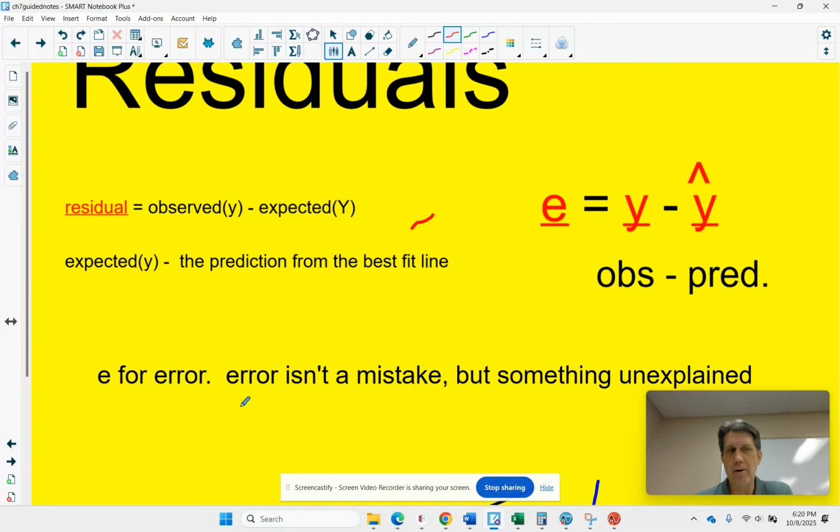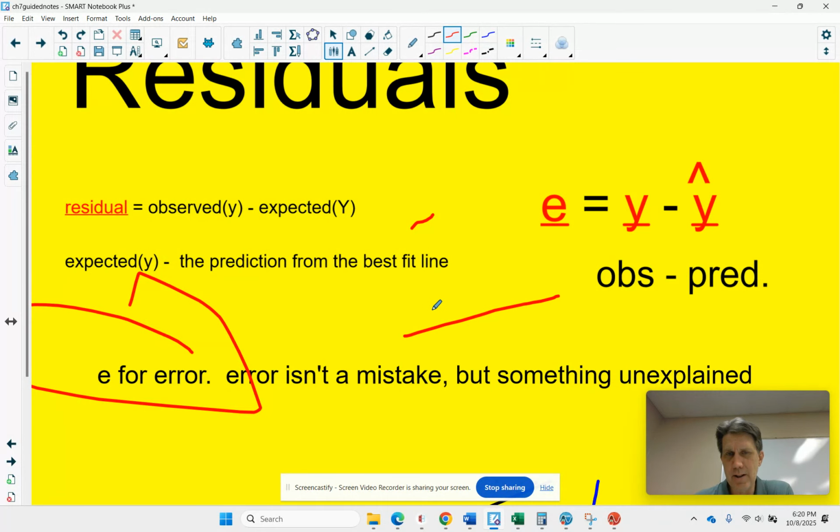And it's E, which is the residual. E stands for error. It's not a mistake, by the way. It's something unexplained. When we look at this, we have a point. This point is the y value. It's the height, and we subtract the y value of the line. So it's y minus y hat. This one would result in a positive residual. It's above the line. This one, a negative residual, because the y value is shorter than what the line is.